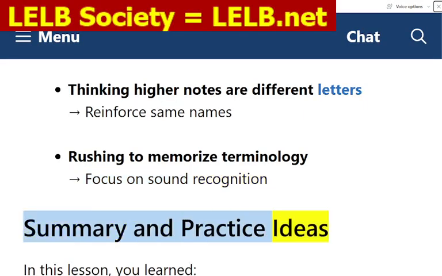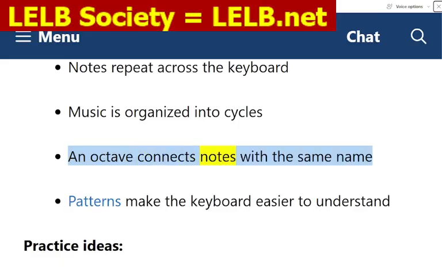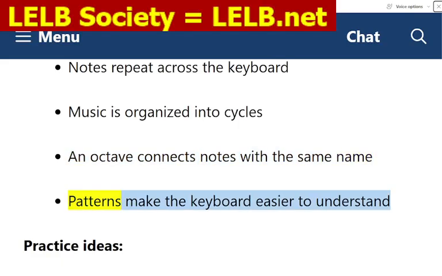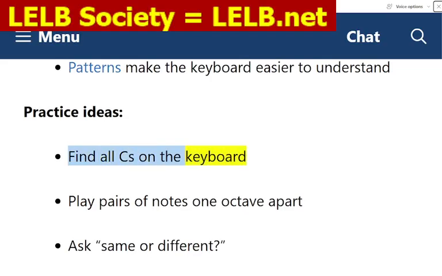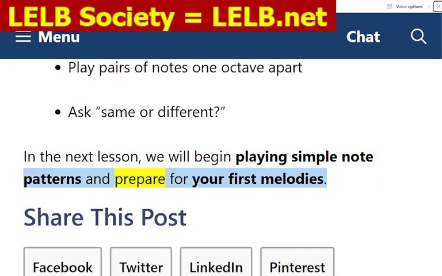Summary and practice ideas. In this lesson, you learned notes repeat across the keyboard. Music is organized into cycles. An octave connects notes with the same name. Patterns make the keyboard easier to understand. Practice ideas. Find all Cs on the keyboard. Play pairs of notes one octave apart. Ask same or different? In the next lesson, we will begin playing simple note patterns and prepare for your first melodies.